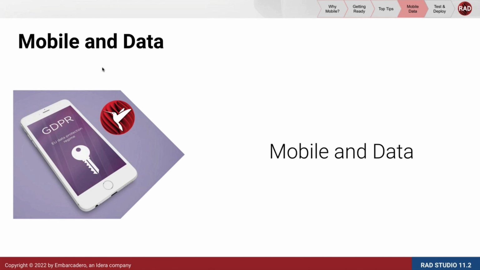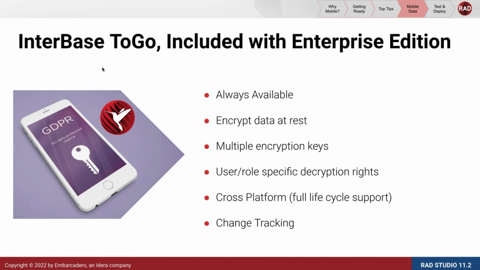The mobile data. Again, GDPR is a massive thing now. 4% of your global turnover as a company can be impacted based on having a data security issue. InterBase ToGo is included. It's great because it enables you to have always-on data encryption. It enables you to encrypt the data at rest and use multiple encryption keys, so you can keep to the best standards around PCI compliance.